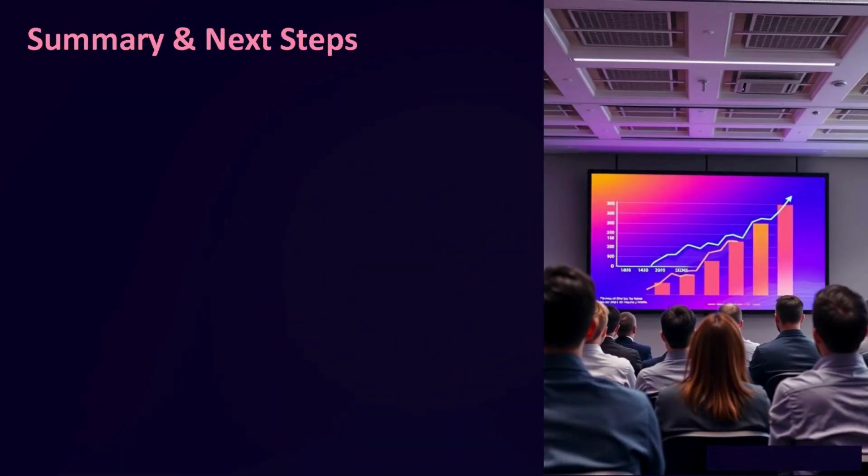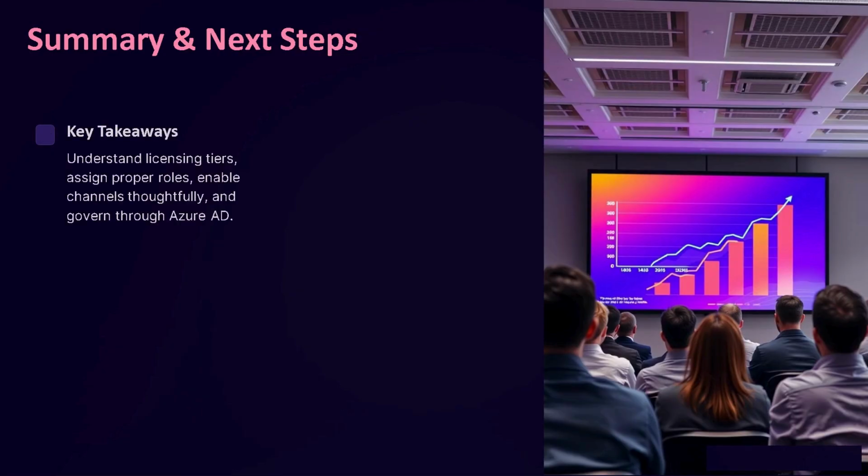Then we have the next steps and the summary. The key takeaway is understanding the licensing tier, assigning proper roles, enabling channels thoroughly, and governing through Azure AD. So you have to go with these four rules. You have to see what licenses you require, how many licenses you require, what user base you have, what their security rules are, what permissions they require, then what channels you require. Whether you require it through Teams, mobile apps, or a website, accordingly you can proceed and integrate it. And then you govern through Azure AD.